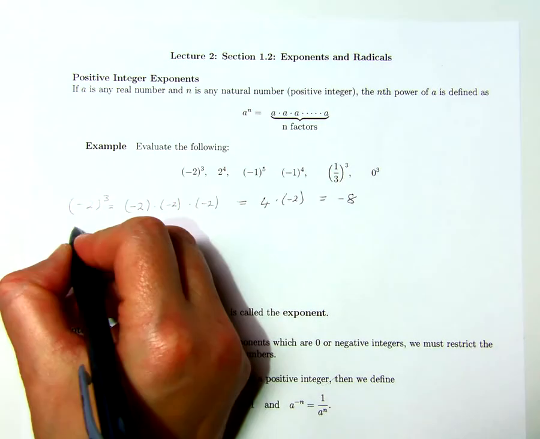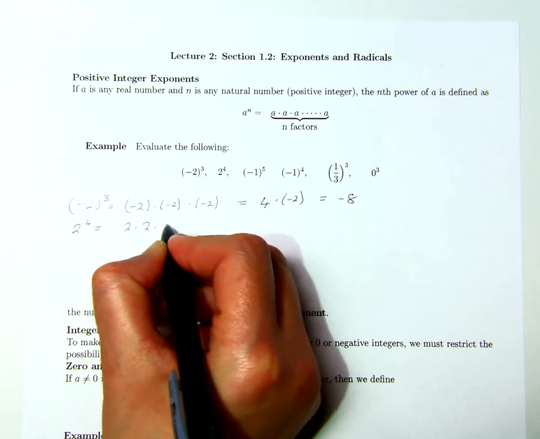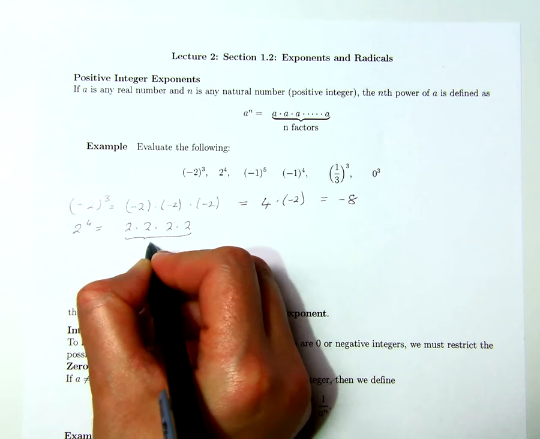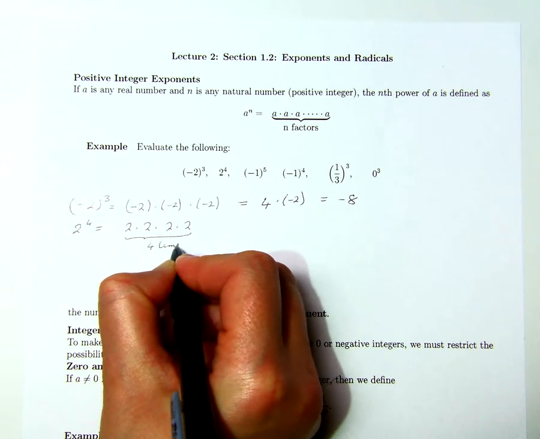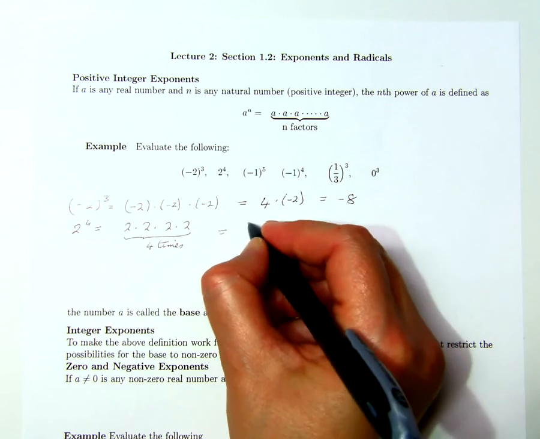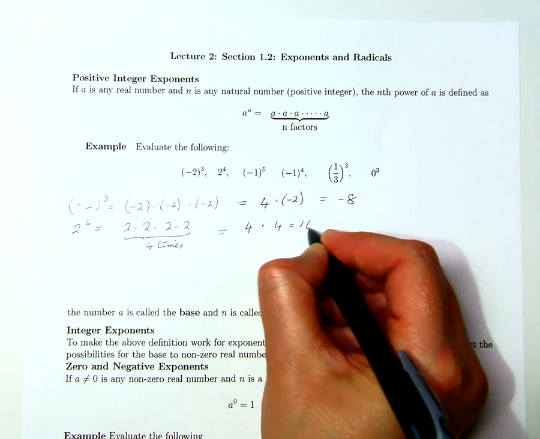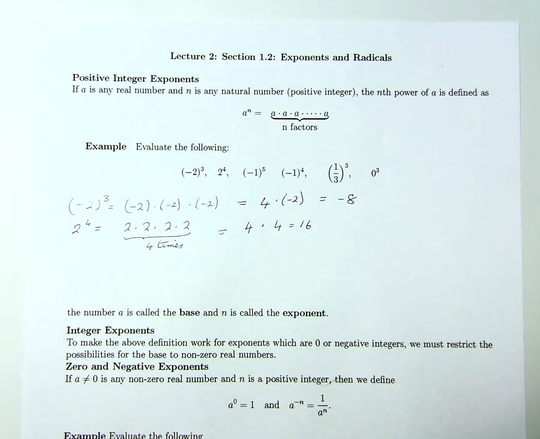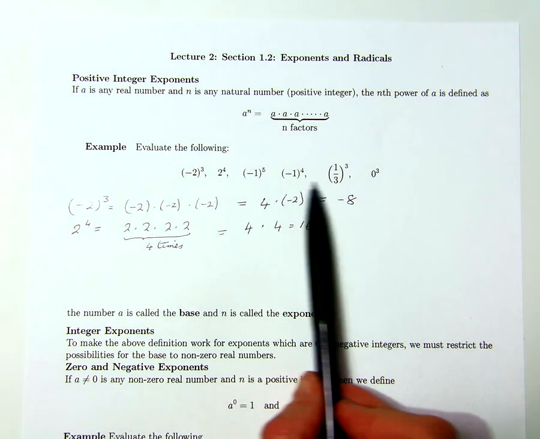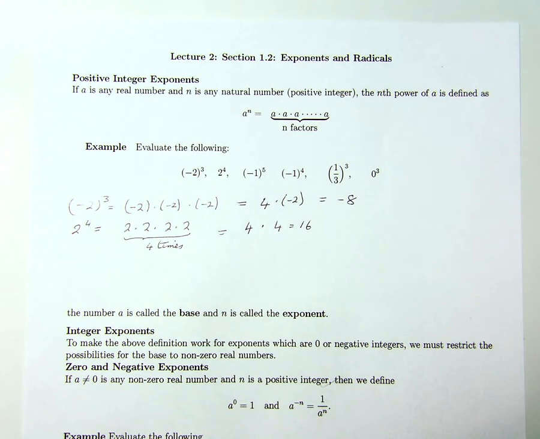And 2 to the 4 is equal to 2 times 2 times 2 times 2. You see we multiply it by itself 4 times. And that's equal to 2 times 2 is 4 times 4, which is 16. And this might be a good time to pause the video and try to figure out what these other powers are.